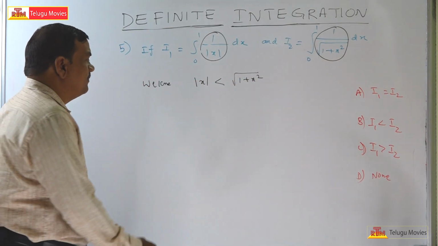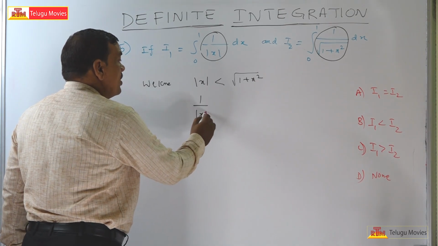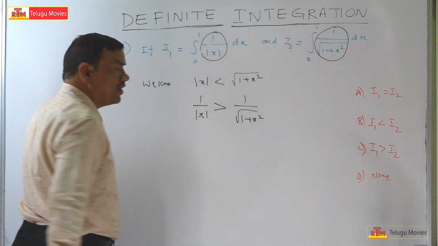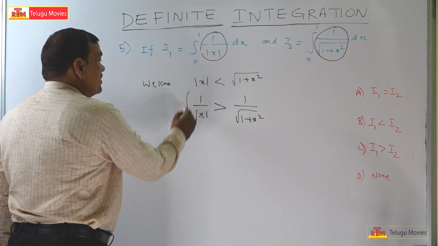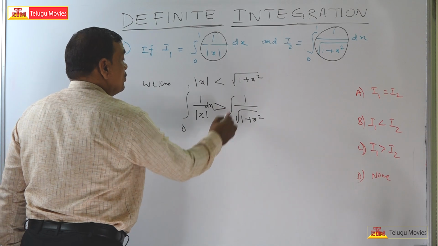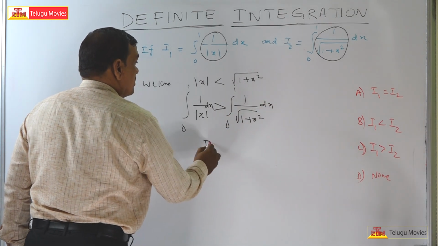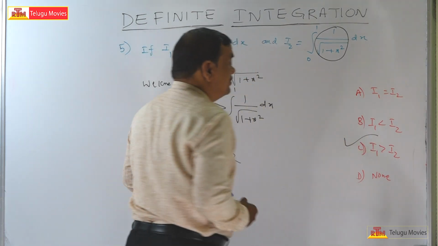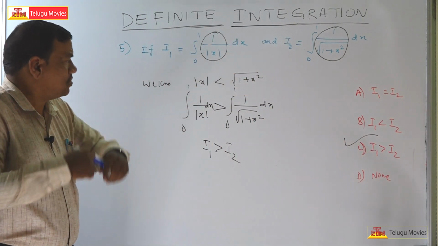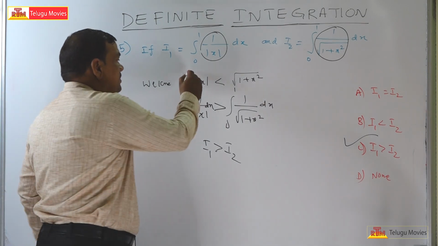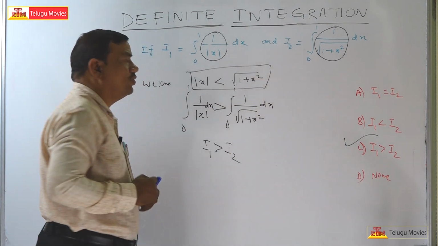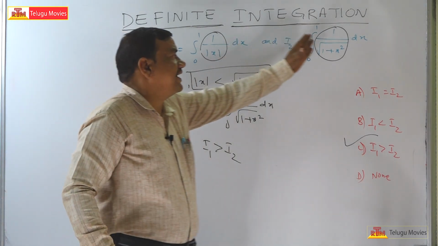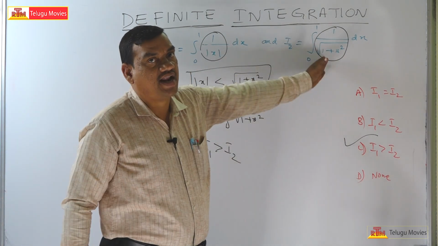We can easily tell. So from this, 1 by mod x is greater than 1 by root of 1 plus x square. Apply the integral from 0 to 1 dx on both sides. So this is I1 greater than I2. So I1 greater than I2 is your right answer. The only thing is framing this result, knowing that result. So how will we get the result? By seeing the integrands.